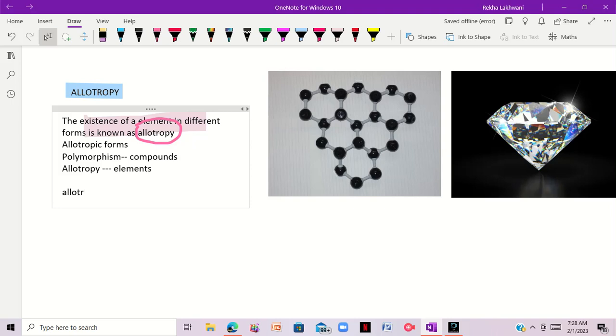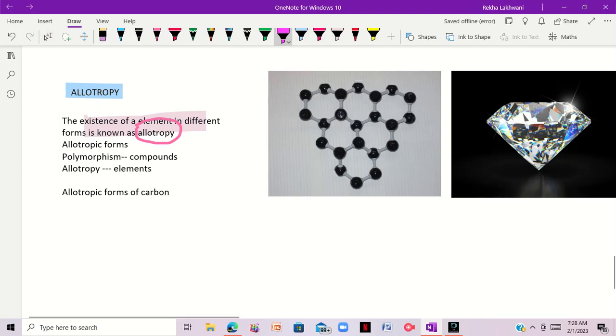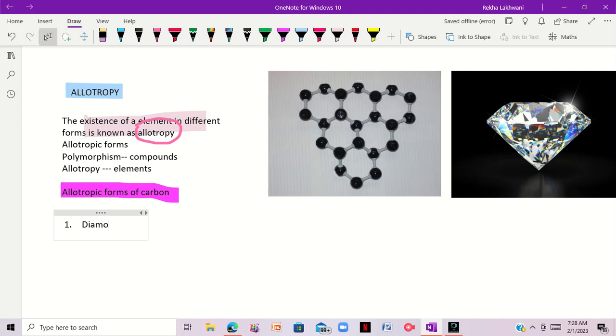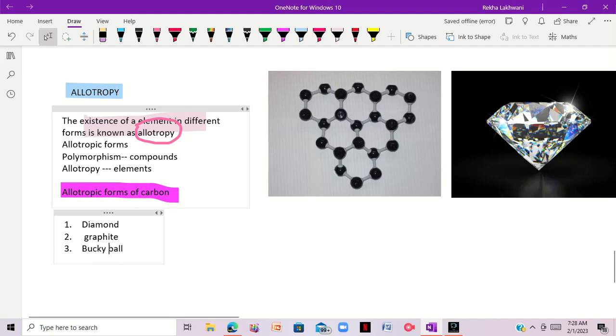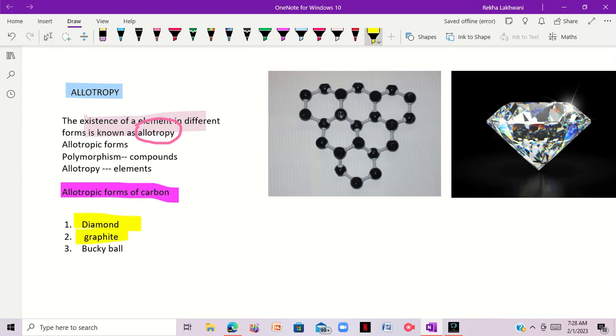Allotropic forms of carbon. So basically we have three allotropic forms of carbon. First is diamond, as everyone knows about this. Second we have graphite, and third is buckyball, right? So first diamond, graphite, and buckyball.